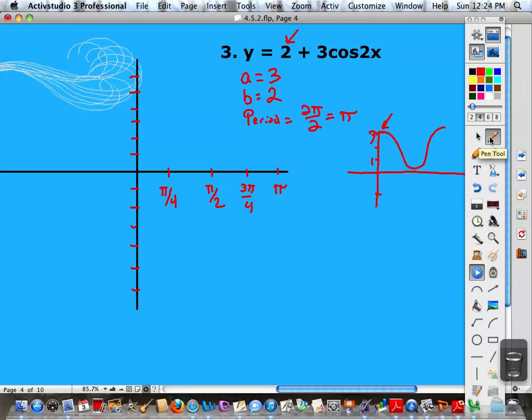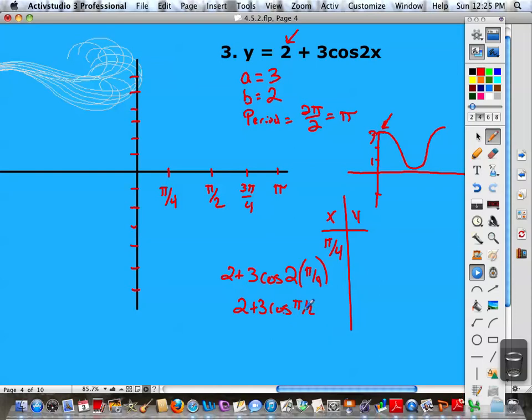So let's plug in some values and look at a table here. If I put in pi over 4, then I'm going to have 2 plus 3 cosine of 2 times pi over 4. Well, 2 times pi over 4 would be pi over 2. And what is the cosine of pi over 2? That's 0, so that's all gone, and I end up at 2. So at pi over 4, I'm at 2.